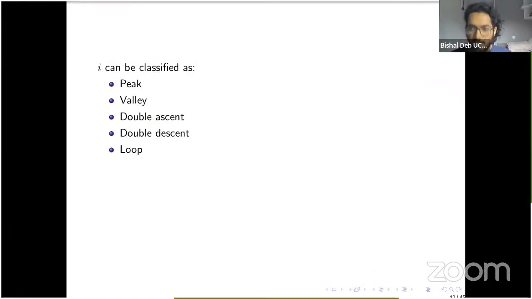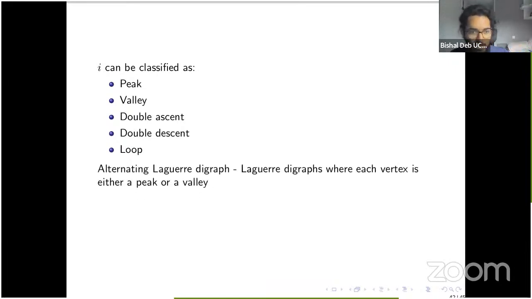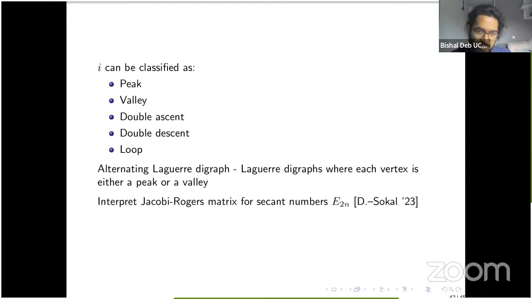And we can extend our interpretation of the Jacobi-Rogers matrix to count cycle classification. We can also do record classification. So this is still ongoing work. However, now I'll tell you about a subclass of Laguerre digraphs, which we call alternating Laguerre digraphs. So these are digraphs where every vertex is either a peak or a valley. So as you can guess, these interpret the Jacobi-Rogers matrix for the secant numbers.